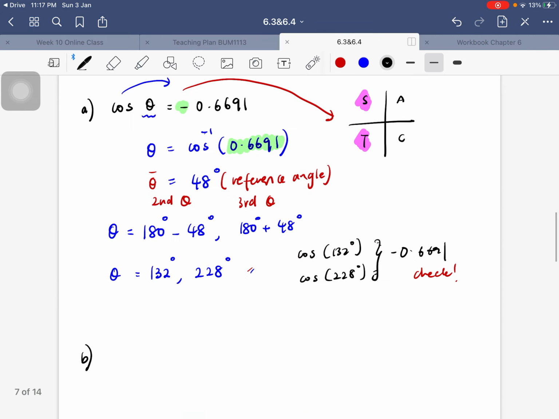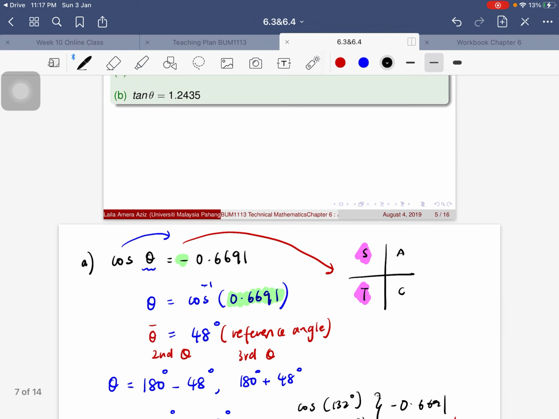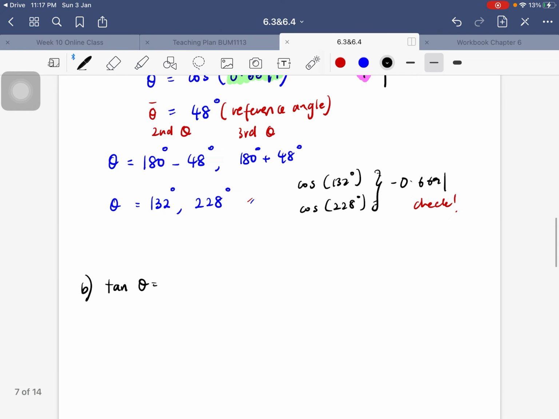So now we have tangent. I have tangent theta equal to a positive value of 1.2435. The calculation is going to be similar to what we have done before. I'm going to find theta by itself, our reference angle. We can use theta hat to remind you that this is a reference angle. So theta is going to equal tangent inverse of 1.2435. Use your calculator to find that.